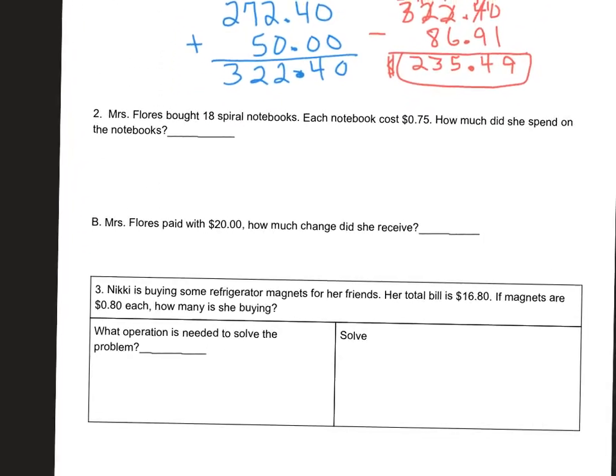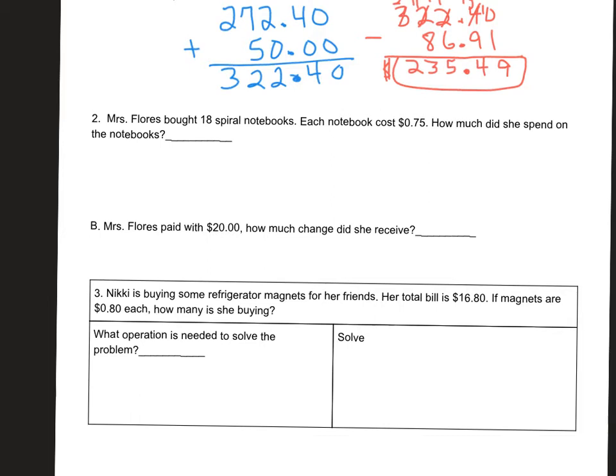Problem 2. Miss Flores bought 18 spiral notebooks. Each notebook that she purchased was 75 cents. So therefore, we want to know how much does she spend on the notebooks total. Well, if each notebook is 75 cents each, then I could sit there and add, but I'm going to multiply this because it's a little quicker than that. So remember to ignore your decimals until you get to the product at the end. So 75 cents times 18 is what we're going to have to multiply.